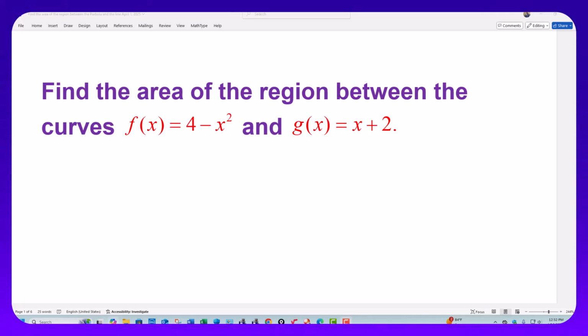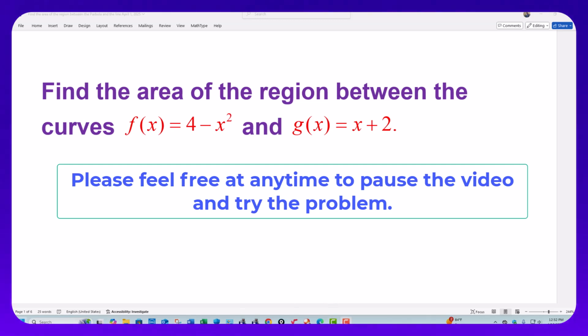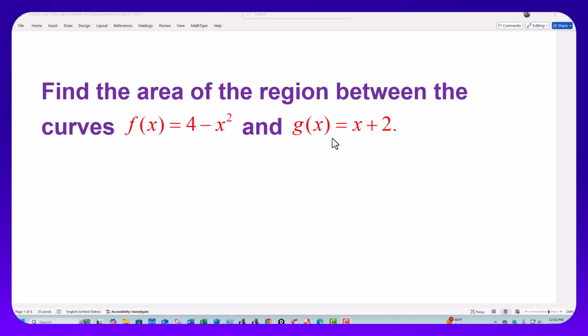So for this video, we're going to find the area of the region between the curves f of x equal to 4 minus x squared and g of x equal to x plus 2. The function f is a parabola that opens down because of the negative coefficient of x squared. So you've got a parabola that goes like this. G of x is a linear function, so it's a line. So we're expecting an intersection like this. Otherwise, we won't have a region contained between those two curves.